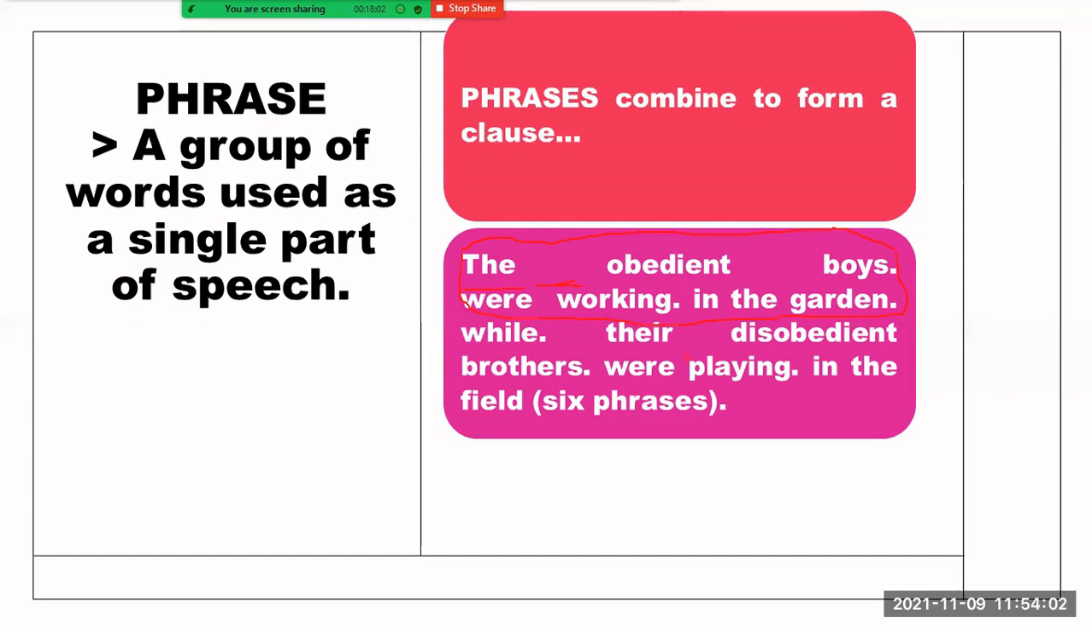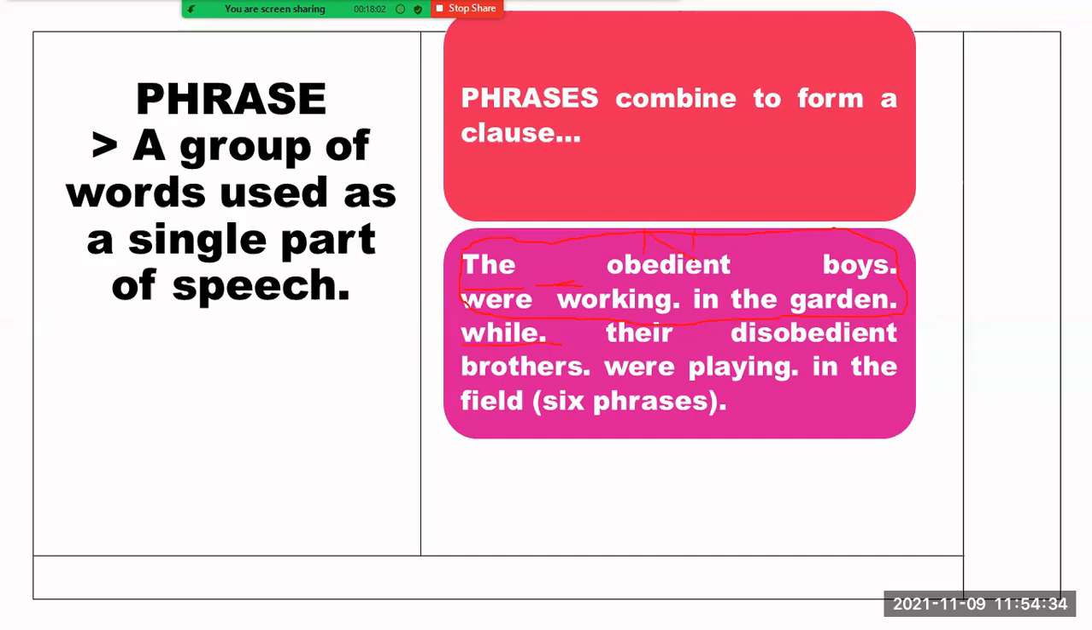Then their disobedient brothers were playing in the field is another clause, which is the subordinate clause when we add this WH word, while their disobedient brothers were playing in the field. So you can see a phrase is a group of words used as a single part of speech. For example, the obedient boys is a noun phrase.